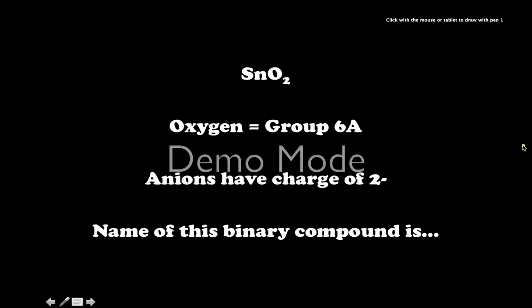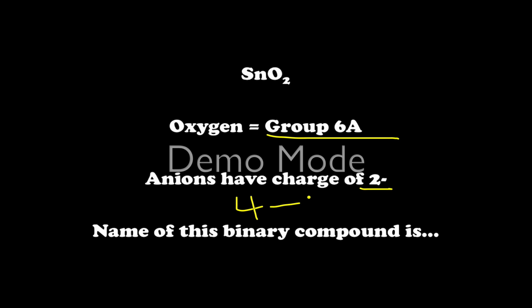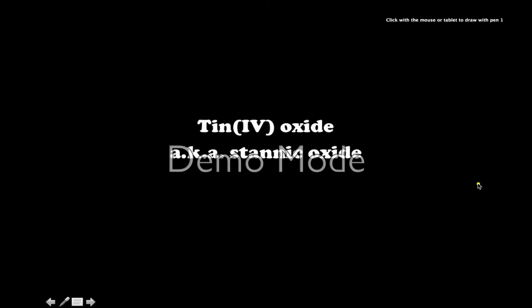SnO2 is another weird and crazy binary compound because it is not called tin 2 oxide. Since oxygen is a group 6A element, its anions have a charge of 2 minus or a combined charge of 4 minus. Since we know that tin ions can also have a charge of 4 plus, we can conclude that this must be the charge to balance the 2 oxide anions. This would make the name of SnO2 tin 4 oxide, also known as stannic oxide.